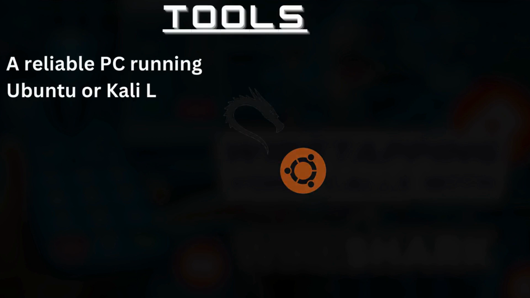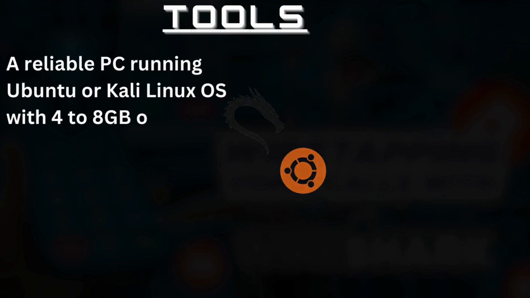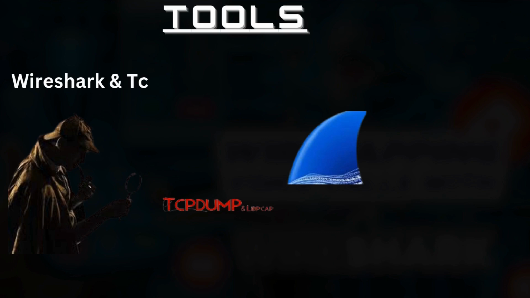So now let's set the stage with the tools we'll be using for the practical demos. First off, a humble 4 GB to 8 GB RAM PC will do, running Kali Linux, Ubuntu, or any type of Linux distro. And of course, we need our trusty sidekick, Wireshark and tcpdump. It's more like the Sherlock Holmes of network analysis for sniffing out the clues we need, and so much more.